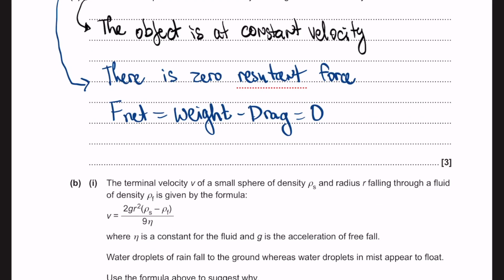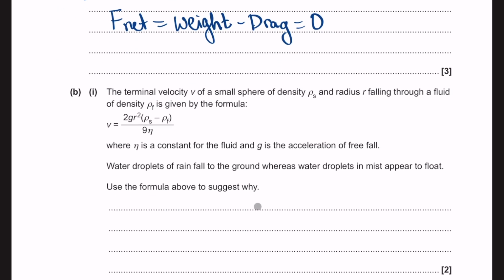Back to this question, we can see that we've got a lovely suggest question. So the terminal velocity of a small sphere of density rho s and radius r falling through a fluid of density rho f is given by this new formula, where this is a constant, g is the acceleration. So water droplets of rainfall fall to the ground, whereas water droplets in mist appear to float. Use the formula to suggest why. So floating in this case would actually mean that their speed is equal to 0.